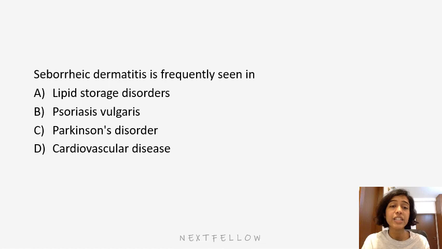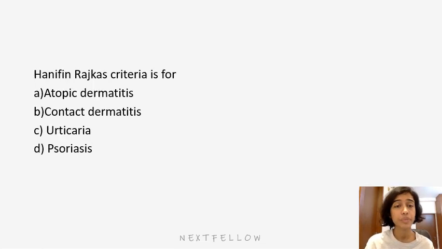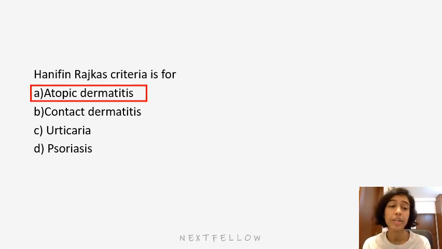Seborrheic dermatitis is frequently seen in lipid storage disorders, psoriasis vulgaris, Parkinson's disorder, and cardiovascular disease. So a common association of Parkinson's disorder is seborrheic dermatitis. Hanifin and Rajka's criteria is for atopic dermatitis, contact dermatitis, urticaria, or psoriasis. Atopic dermatitis.